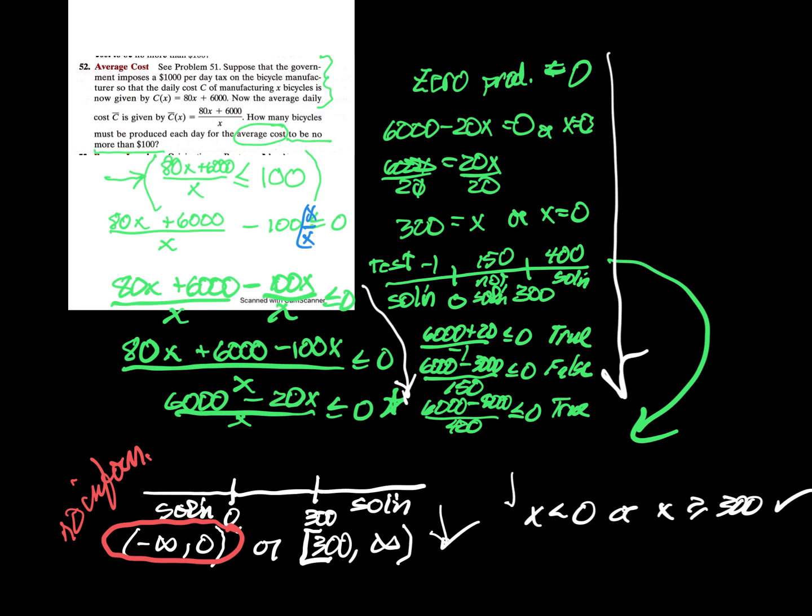So in the context of the problem, if I was just solving this equation, this would be part of the answer. But since I'm not just solving the equation, I'm trying to answer a question, this is extraneous to the problem. It's not a solution. It gives me no information. Everybody knows the average cost is 0 if you don't make anything. So therefore, in order to keep the average cost down, you have to make at least 300 bicycles.